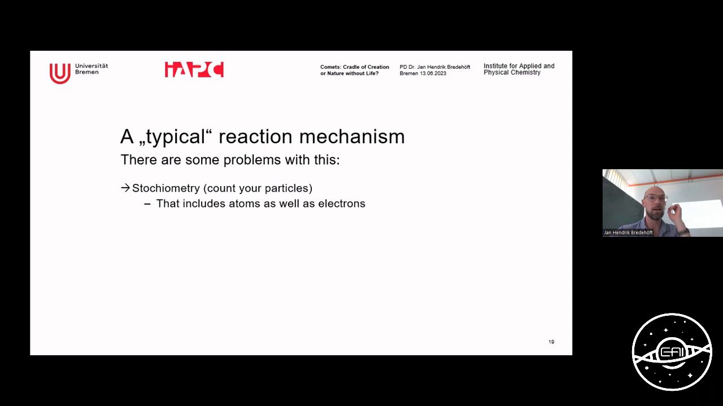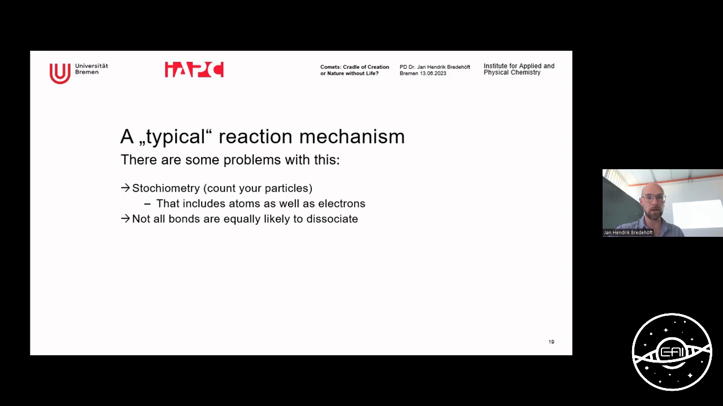You have random occurrences of radicals and of ions, and then they spontaneously discharge and find electrons or shed something. So this needs to be observed if you are proposing reaction mechanisms. The other thing that's problematic with this kind of view is that not all bonds are equally likely to dissociate. Some atoms are very, very tightly bound and you need a lot of energy to break them apart, and others need far less energy. And these bonds are far more easy to dissociate.